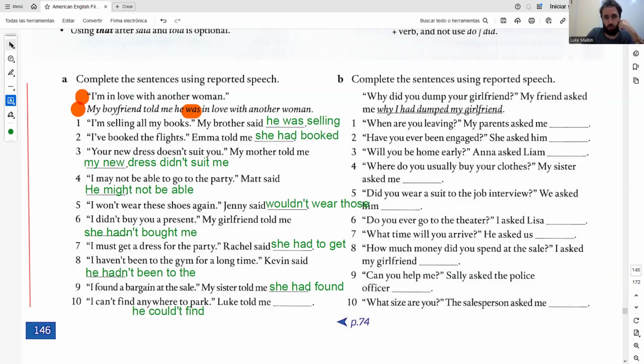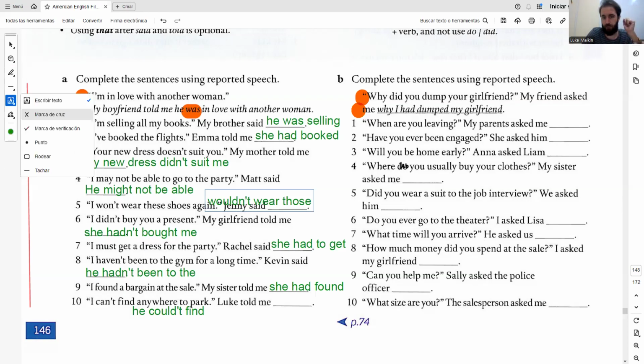Okay, let's try part B. Now there are 10 questions again, and we complete with reported speech. For example, why did you dump your girlfriend? My friend asked me why I had dumped my girlfriend. We are reporting questions, so it's a little more difficult here. Okay, pause and complete 10 questions.